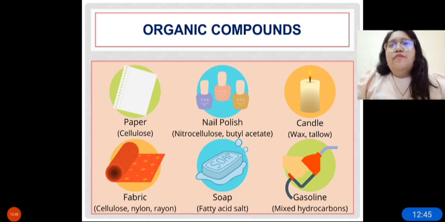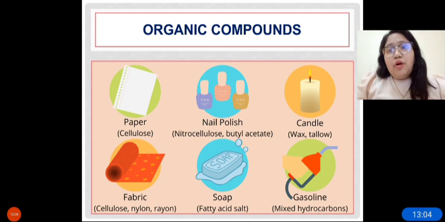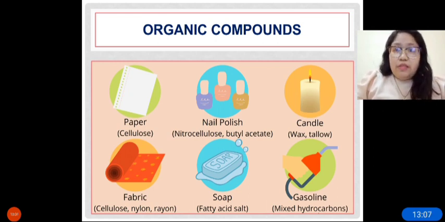Alright, so we have further examples of organic compounds such as paper, nail polish, candle, fabric, soap, and gasoline. So paper is made from cellulose. Cellulose is actually an organic compound that comes from the plant cell walls. It's what gives paper its strength and flexibility. Next is the nail polish. It actually contains nitrocellulose and butyl acetate. This is the reason why it will dry quickly and give that shiny finish that we all love.